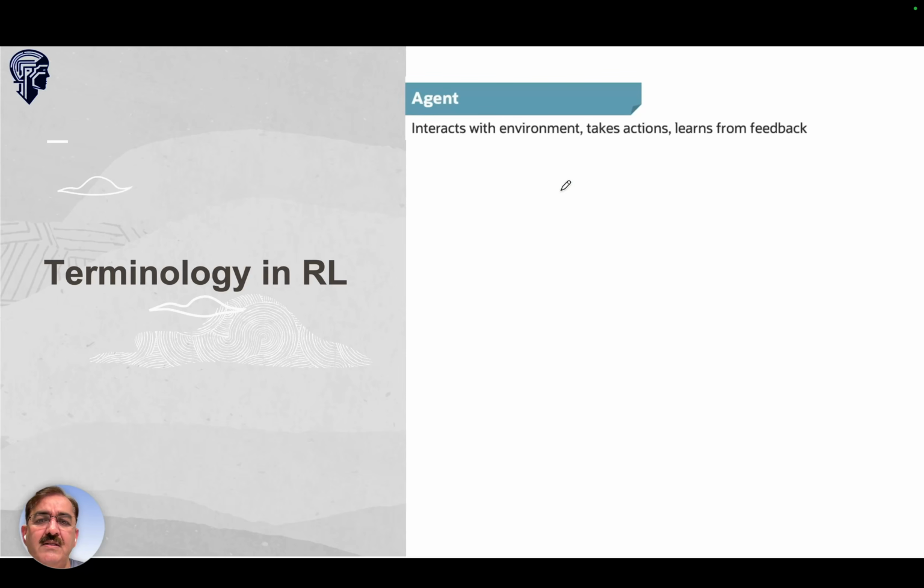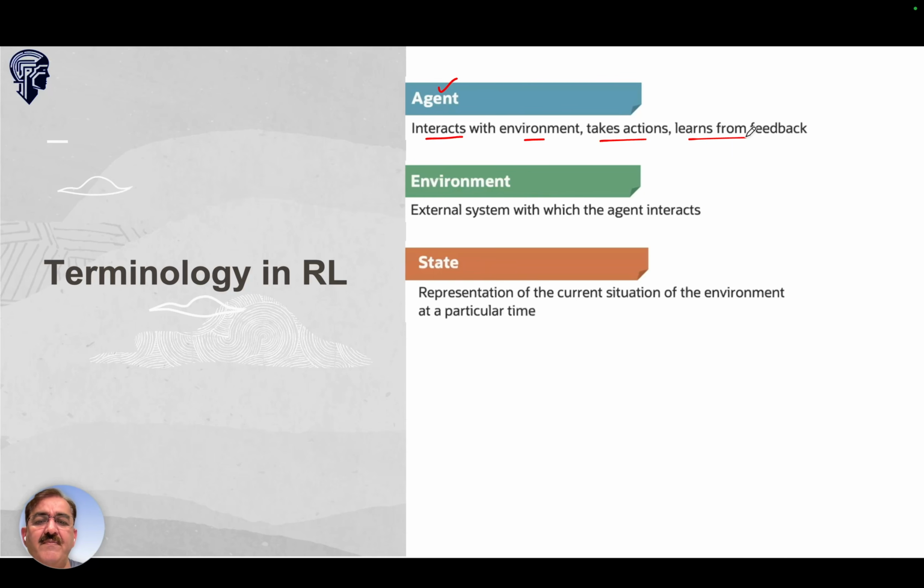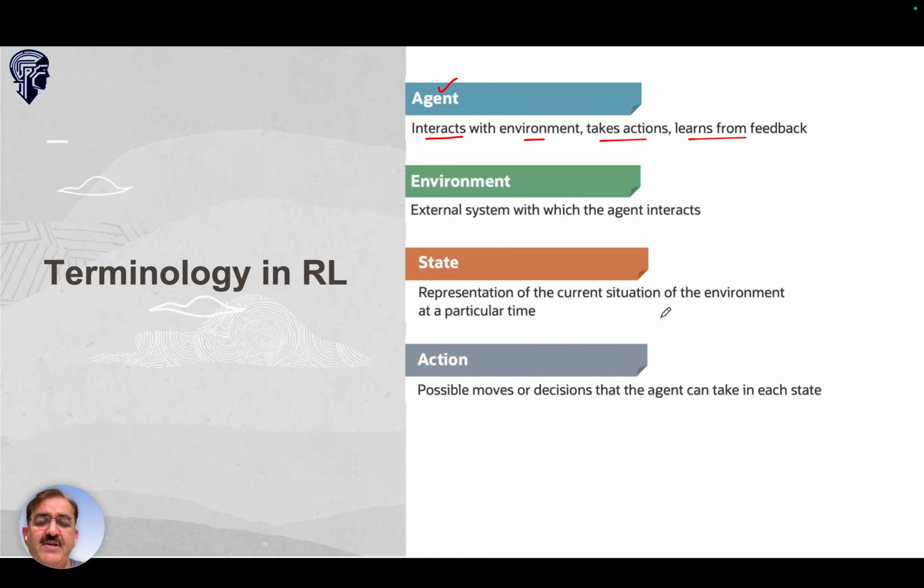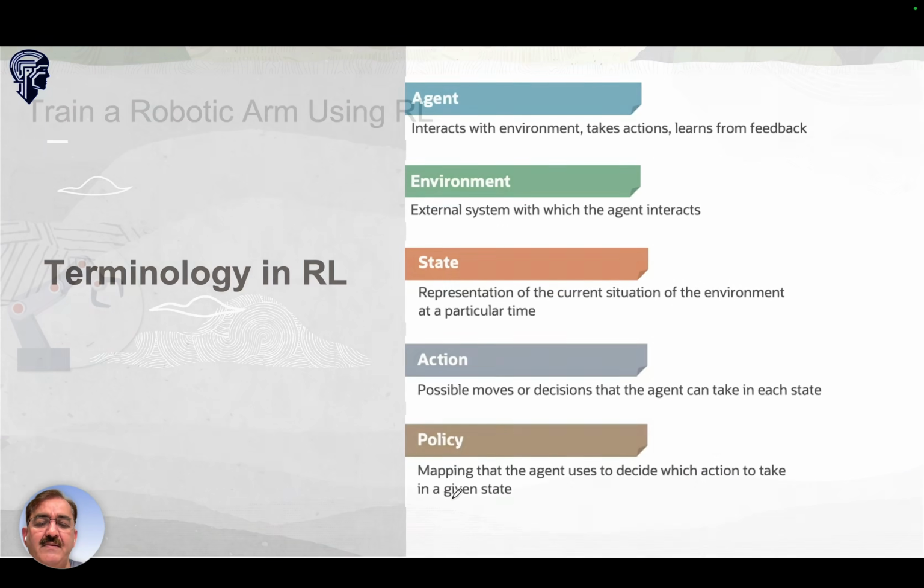Some terminology used in reinforcement learning: one is the agent. The agent interacts with the environment, takes actions, and learns from the feedback. Environment is the external system with which the agent interacts. State is a representation of the current situation of the environment at a particular time. Action means the possible moves or decisions that the agent can take in each state. Policy is a mapping that the agent uses to decide which action to take in a given state.